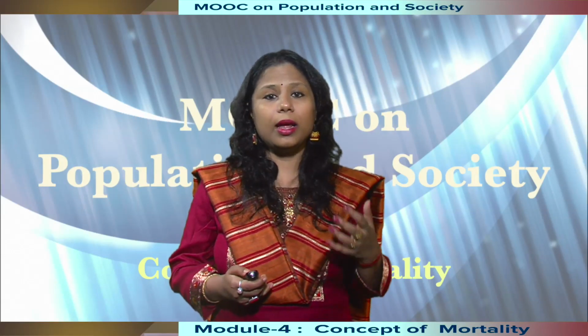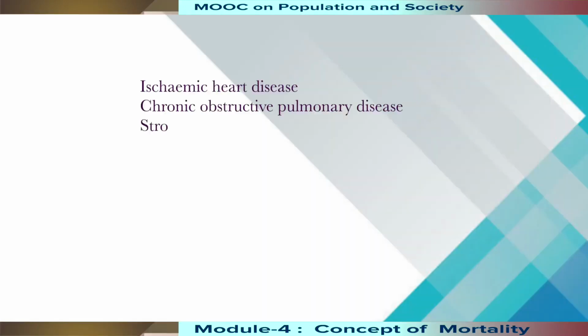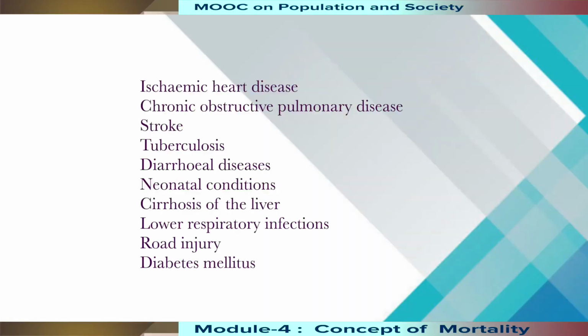And according to the World Health Organization, the top 10 reasons for female deaths in India are heart disease, diarrheal disease, chronic obstructive pulmonary disease, stroke, neonatal conditions, lower respiratory infections, TB, diabetes mellitus, falls, and asthma. And the top 10 reasons behind male death are heart disease, pulmonary disease, stroke, tuberculosis, diarrheal disease, neonatal conditions, liver cirrhosis, lower respiratory tract infections, road injury, and diabetes mellitus.